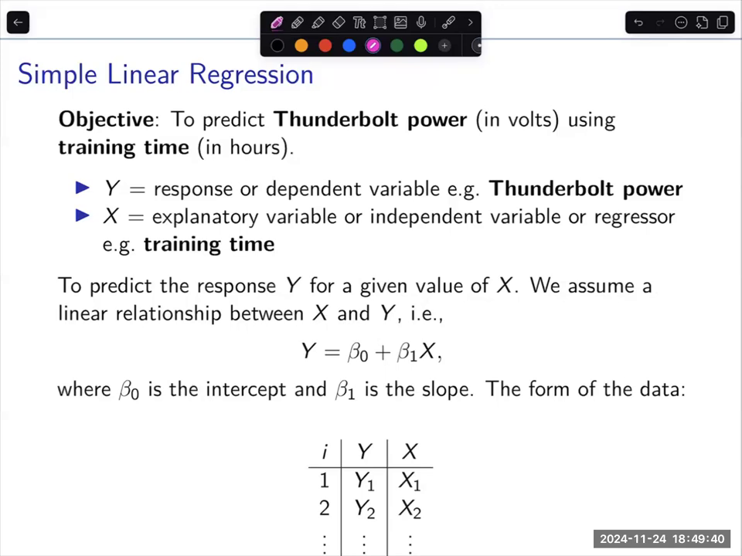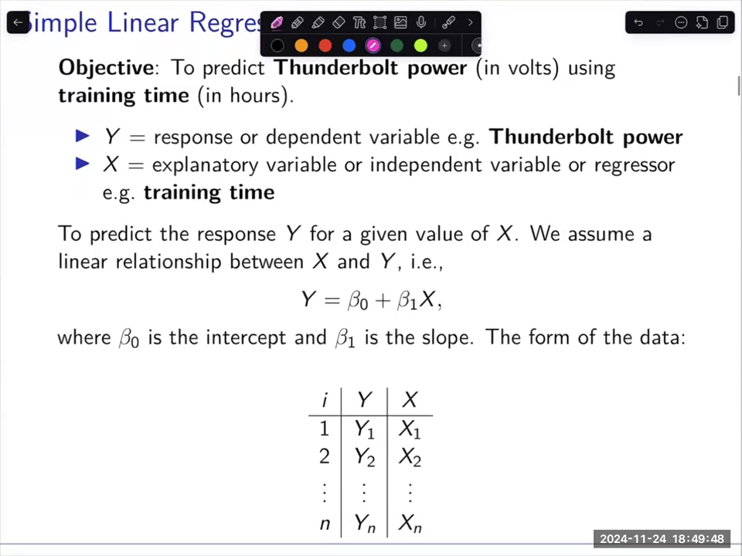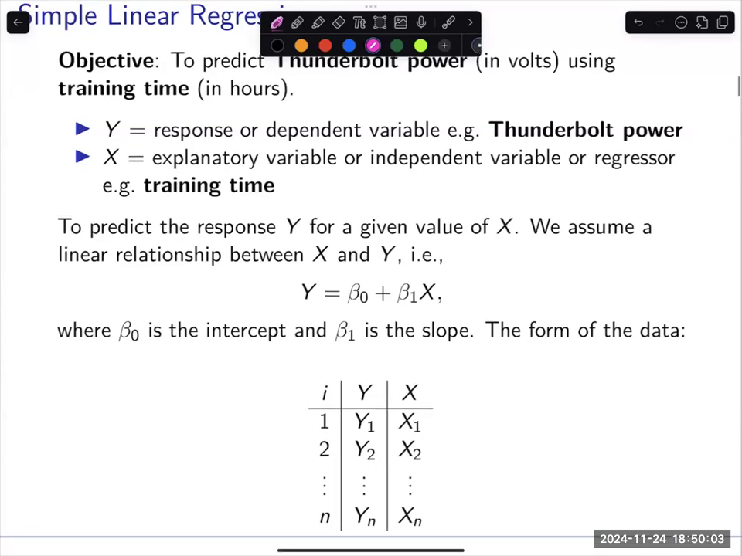Again, to predict the response Y for a given value of X, we assume a linear relationship between Y and X, and then the model can be written as Y equals beta 0 plus beta 1 X. Here, beta 0 is called the intercept, and beta 1 is the slope. And beta 1 is used to depict the relationship between Y and X.